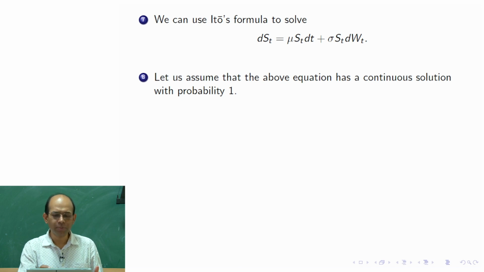For the time being, because we do not have any way to actually assert that this has a solution, we assume that the above equation has a continuous solution with probability 1. When we assume that and obtain that form, we can do the reverse thing. We can use Ito's formula to cross verify that this is indeed the solution. So, assume that it has a continuous solution.